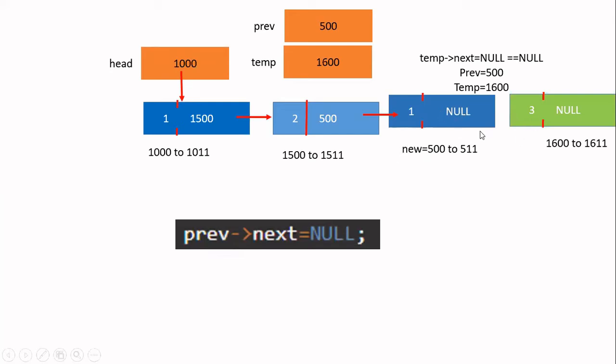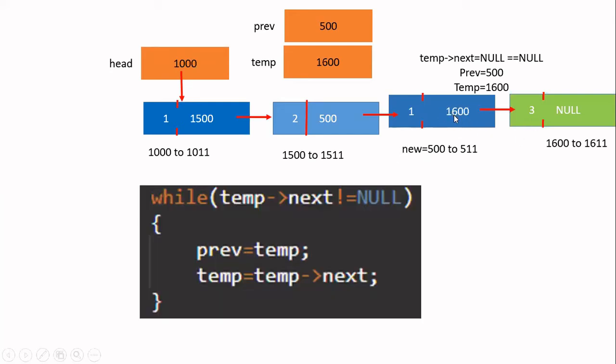Okay, now you see this, previously this was 1600. It means it is pointing to the node. I have to delete this link. What is the meaning of deleting this link is, here I have to store null. Okay, for that I need the address of this node. The address of this node is 500.